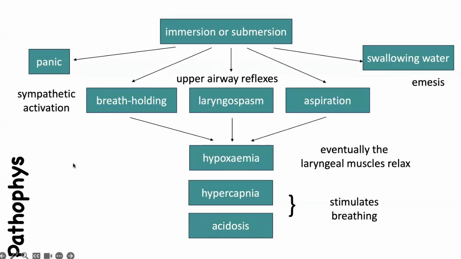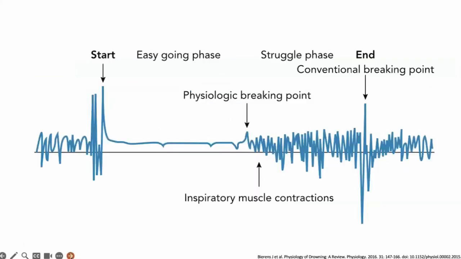All of these things eventually will be overcome. Eventually, the laryngeal muscles relax. Also, during immersion or submersion, there can be a lot of swallowing. So swallowing reflex, as we swallow and ingest fluid into our esophagus and stomach, that usually also closes the upper airway. It's like a protective mechanism when there's fluid in the mouth. But that can also lead to emesis, so vomiting.